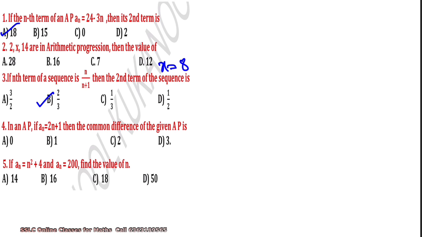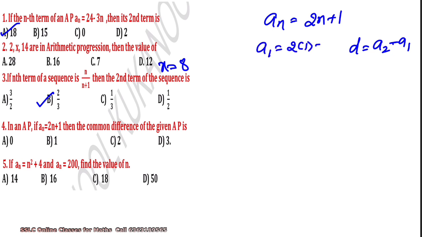So in an AP, next question, fourth question nodri. In an AP, if an equal to 2n plus 1, then the common difference of the given AP is, right? So what is given? An is given, that is 2n plus 1. Common difference formula ಏನಿದೆ? A2 minus A1. ಸ್ಟಾರ್ಟಿಂಗ್ ಅಲ್ಲೇ ತಗೊಳ್ಳೋದು, ಕರೆಕ್ಟ್ ಅಲ್ಲ? ಸೊ ಇದರ ಅರ್ಥ ಏನು? We need to find out A1. 2 into 1 plus 1. How much it is going to be?